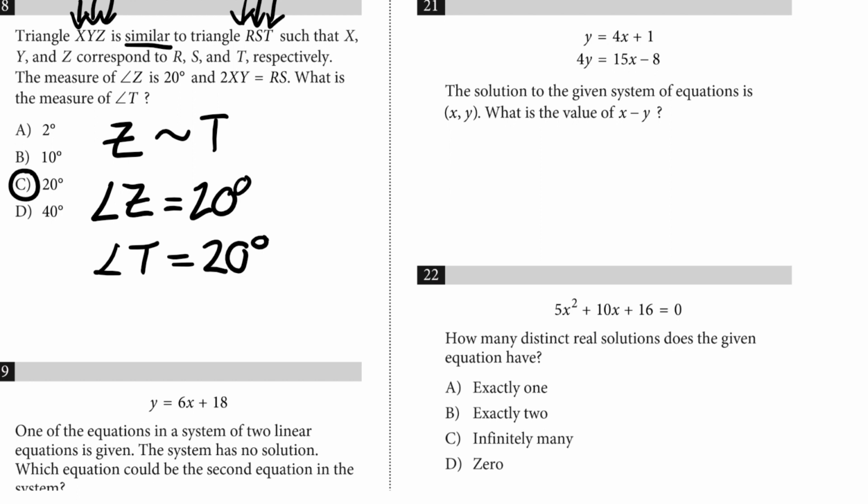Just a note that this information that they added here, 2XY equals RS, is used to try to trick you into thinking that you have to do more than you actually have to.